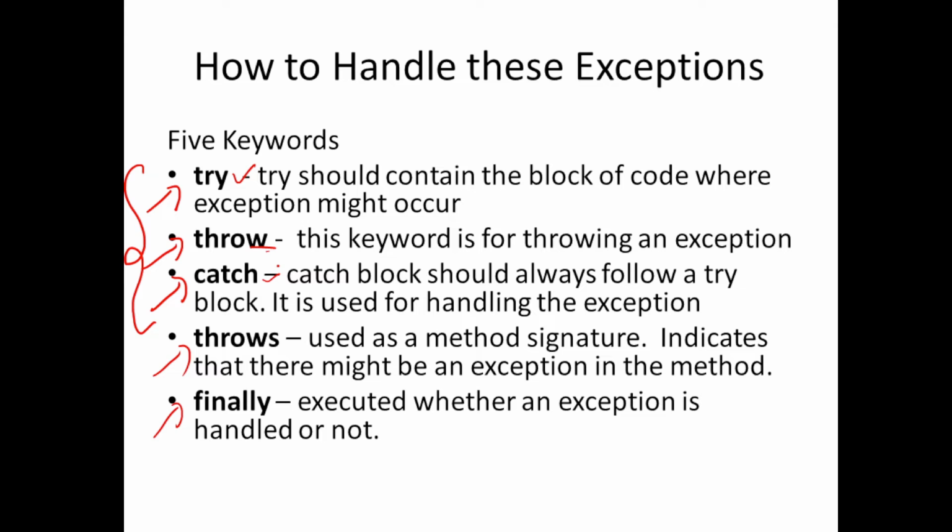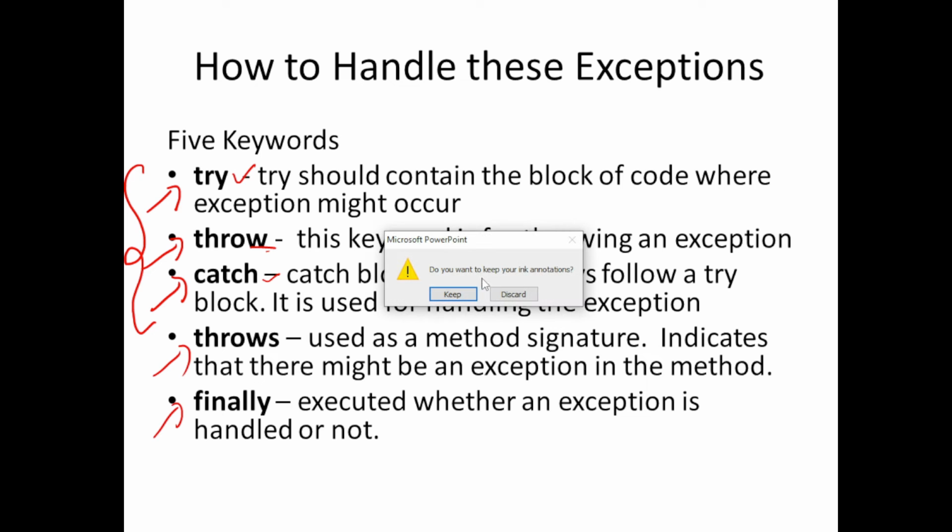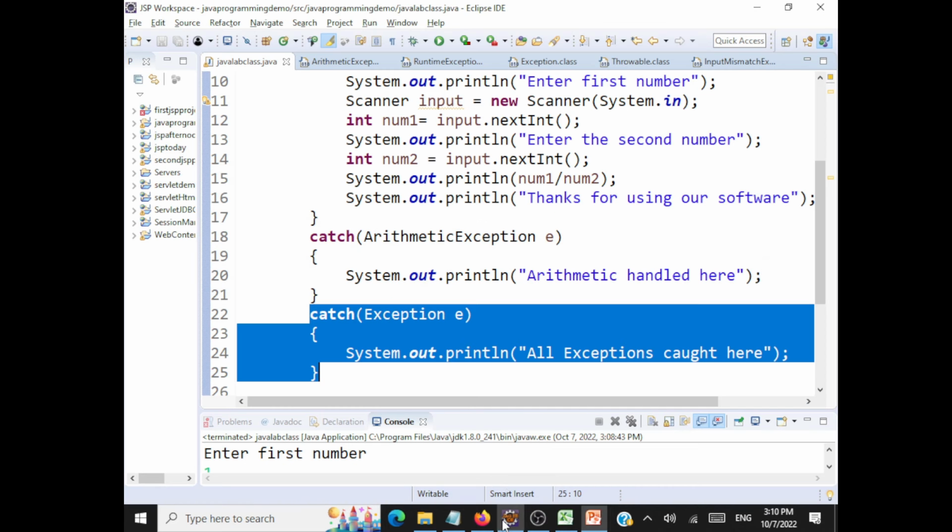Why wait for JVM? I can throw this object whenever I want to. I can throw an arithmetic exception whenever I want to, instead of waiting for JVM. I'll tell you what this is. Let me go back to code.